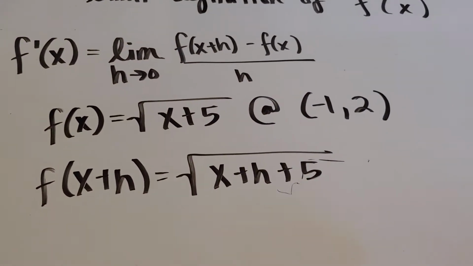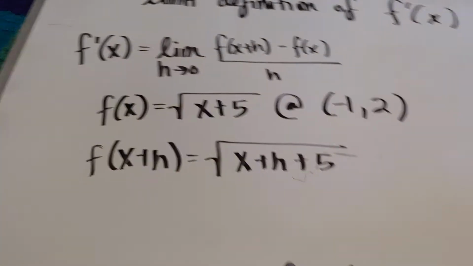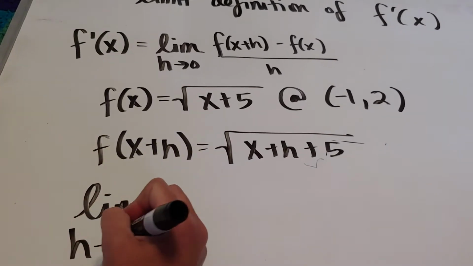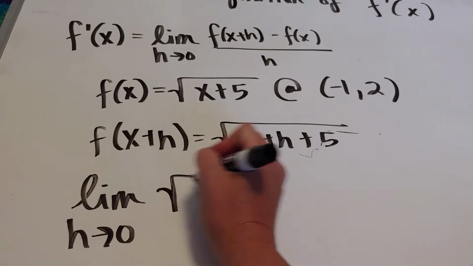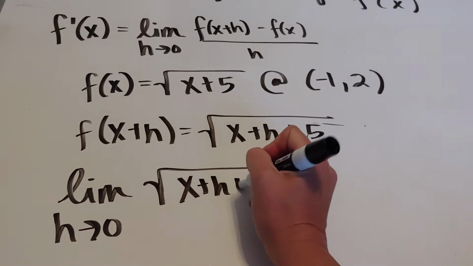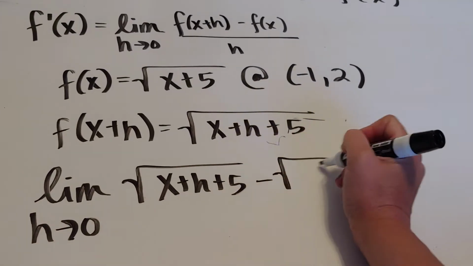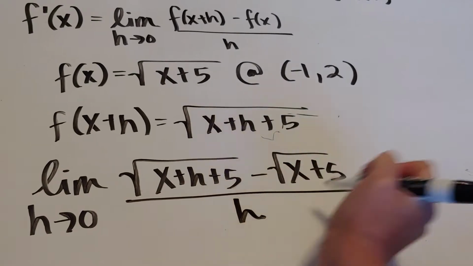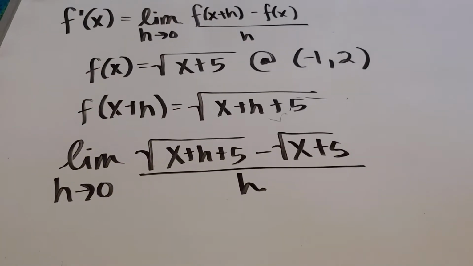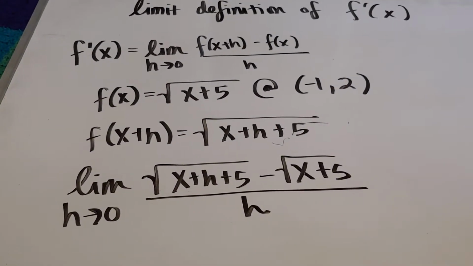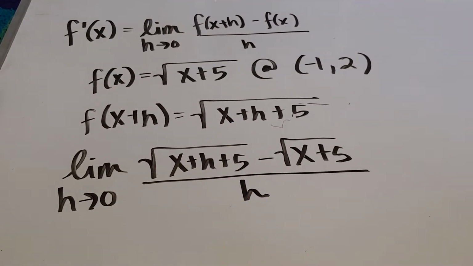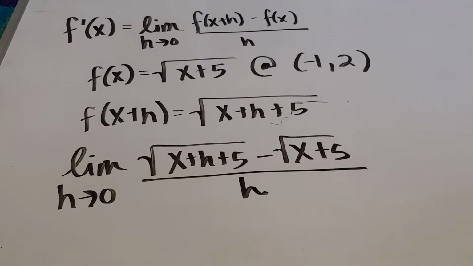Okay, cool. So when I go to use this formula, I'm going to have the limit as h goes to 0 of the square root of x plus h plus 5 minus the square root of x plus 5 all over h. Okay, now I got to clean this up until I get a formula all in x's. So let's see what happens.